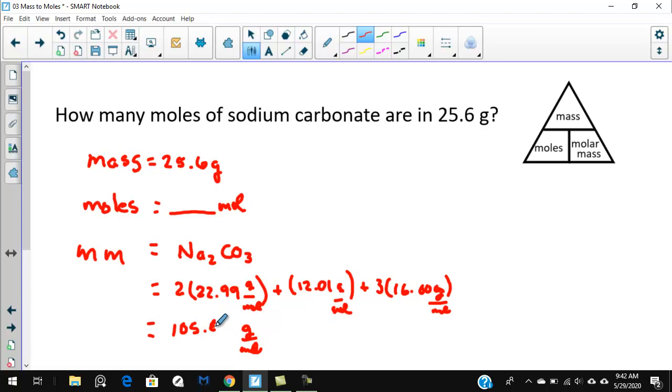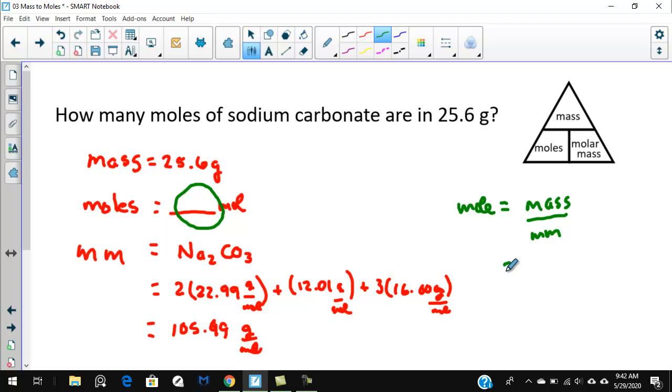Okay, so that's the first part of the question. We have to get that molar mass. But what we're being asked to find here is the number of moles. So now we have to bring in a formula that'll help us do that. So if we take a look here, moles is equal to mass divided by molar mass.